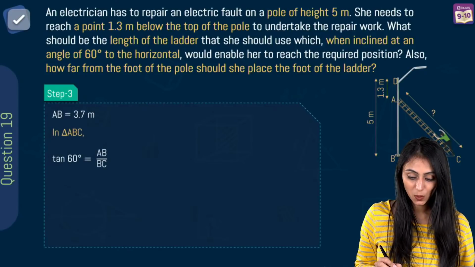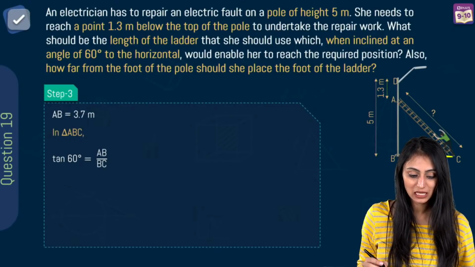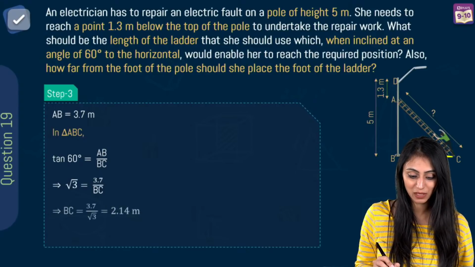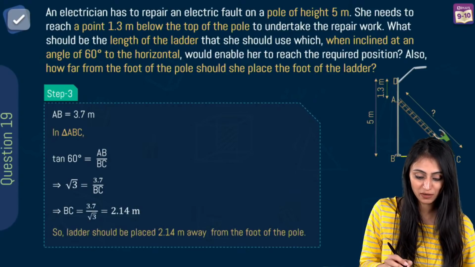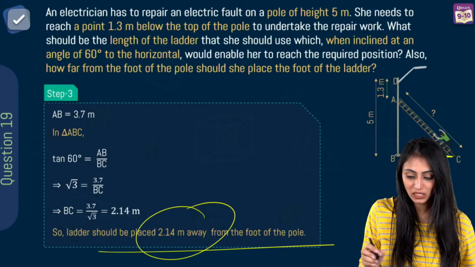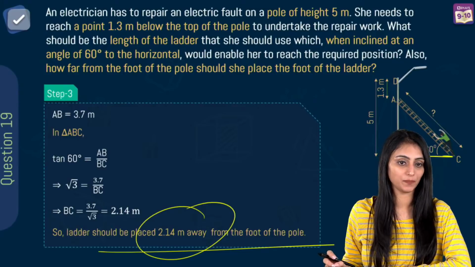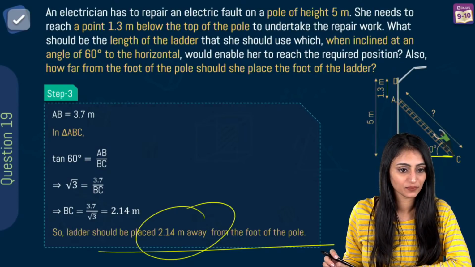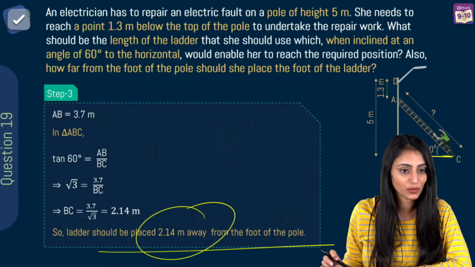Alright, so talking about the other thing that we need, BC. So in triangle ABC, tan 60 would be AB by BC, root 3 equal to 3.7 by BC. That's going to be 2.14. That means it is 2.14 meter away from the foot of the pole. Yes? Alright. So I hope this is clear to everyone.